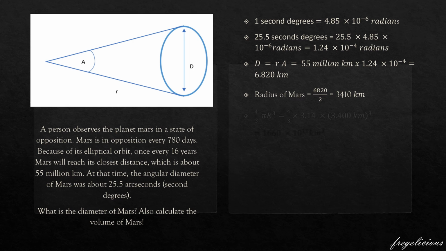Whereas the volume of Mars is calculated by the spherical formula of 4/3 times 3.14 times 3400 kilometers raised to the power of 3, which equals 1660 times 10 raised to the power of 11 cubic kilometers.